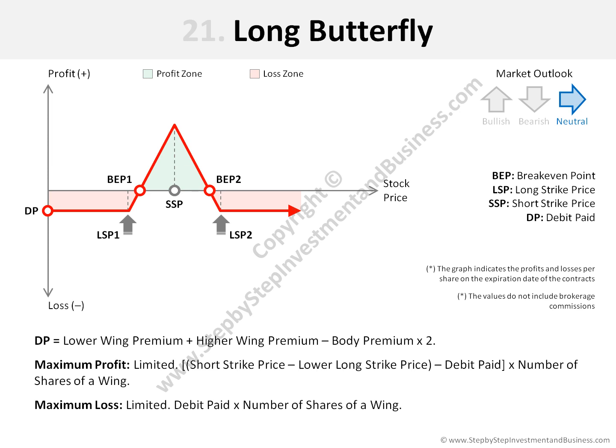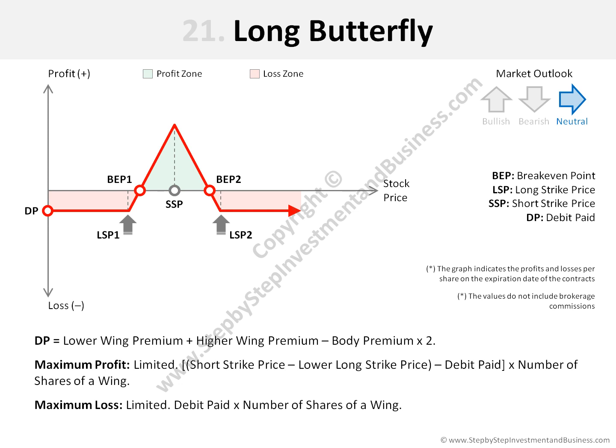Therefore, the debit paid to initiate the position is equal to the lower wing premium plus the higher wing premium minus the body premium multiplied by 2. That is, it is the difference between the premium paid and the premium received.